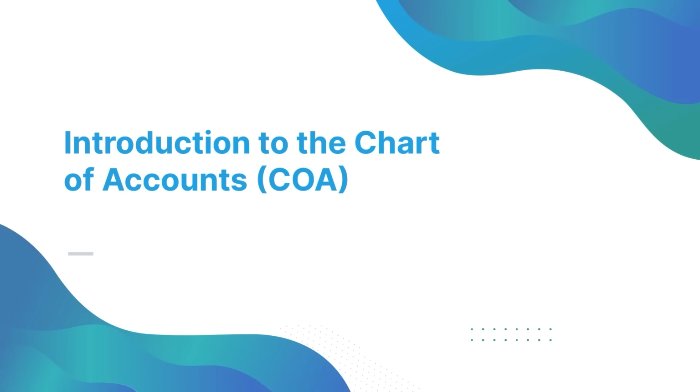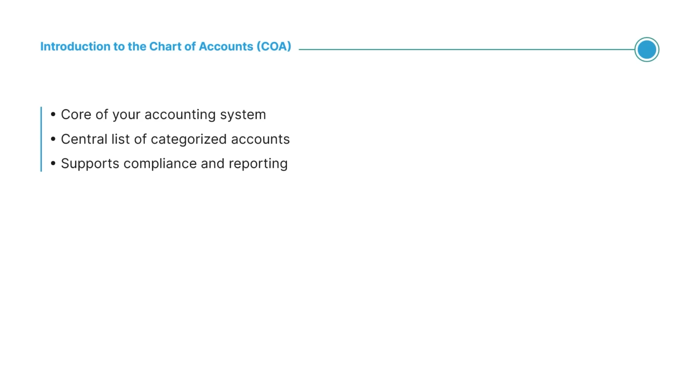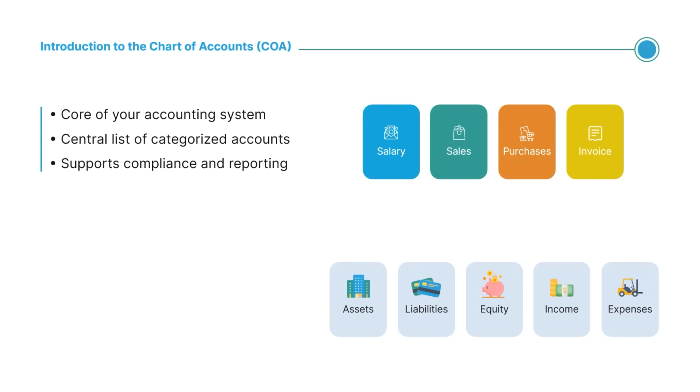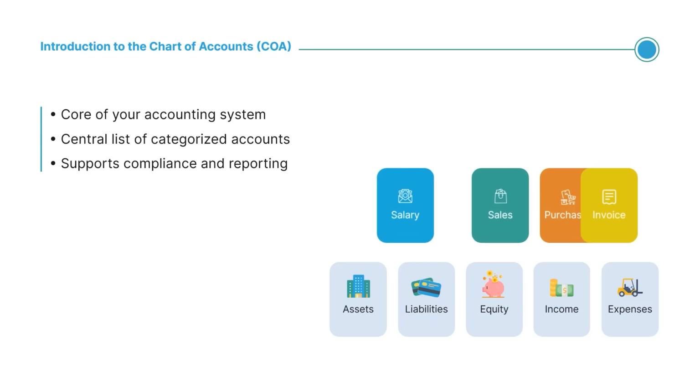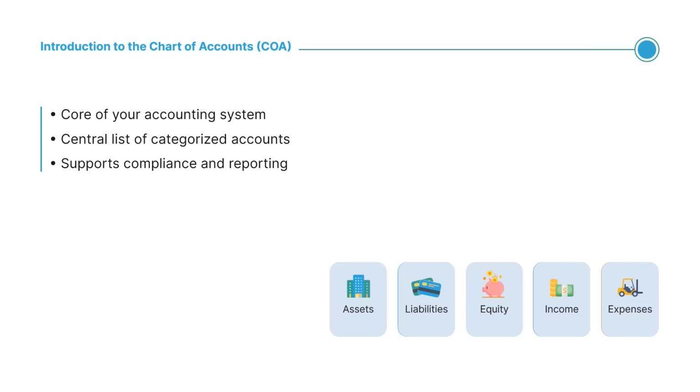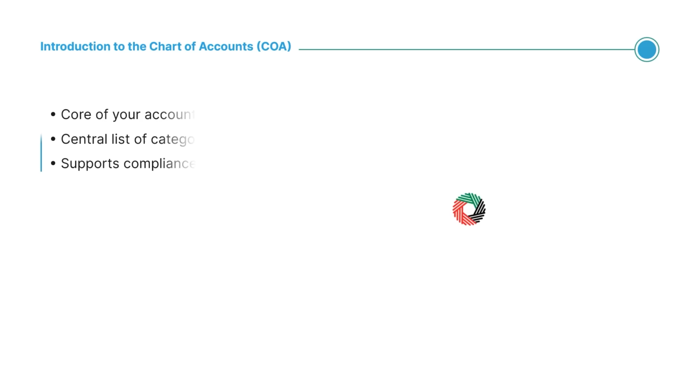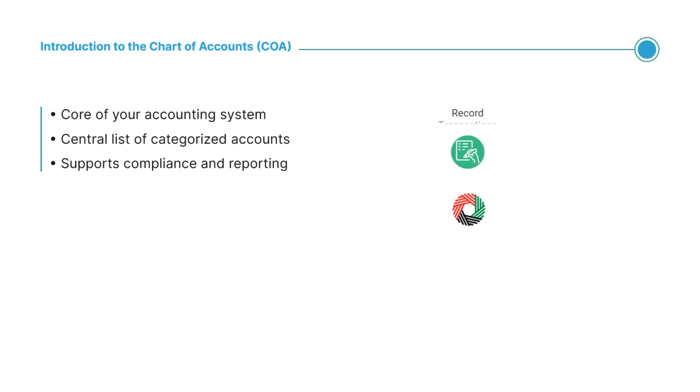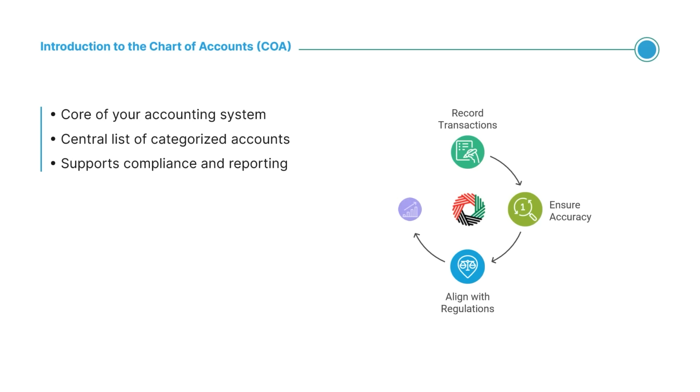Let's begin. Think of the chart of accounts as your business's financial blueprint. It's the structured list of all accounts you'll use to record transactions, whether you're paying staff salaries, purchasing raw materials, or issuing a sales invoice. In the UAE, the COA has an additional layer of importance. It ensures transactions are recorded in compliance with federal reporting standards, especially VAT and corporate tax rules. Without a well-designed COA, businesses risk misreporting VAT or failing audits.